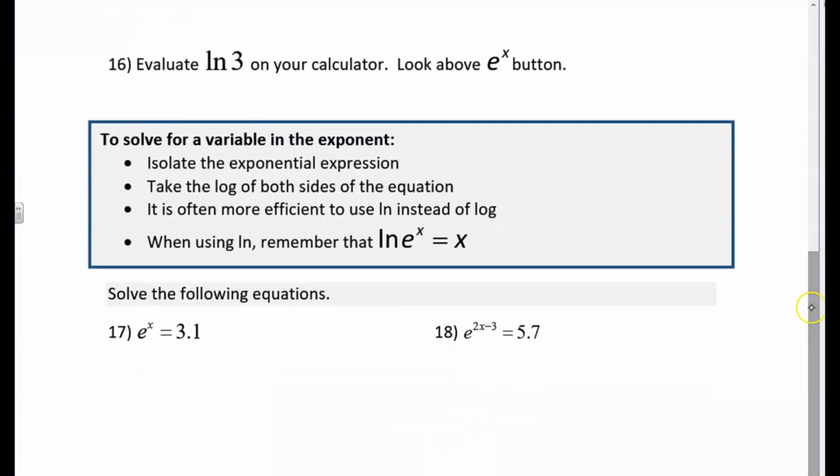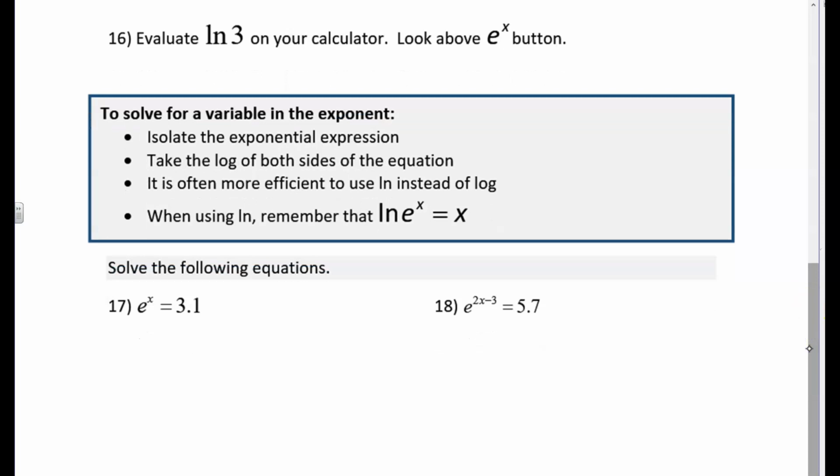we actually can use the calculator to help us solve these. The way we do this is we isolate the exponential expressions, so it's already isolated here. Then we take the log of both sides of the equation. It's often more efficient to use the natural log instead of the log. So when using ln, remember that the natural log of e to the x is just equal to x. So here I'm going to take the natural log of e to the x, do it to both sides, natural log of 3.1, which means this just becomes x equals the natural log of 3.1.